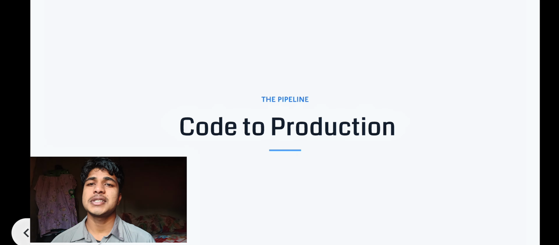The CI/CD pipeline is the automated workflow that moves code from development to production. It includes stages like coding, building, testing, and deployment. Each stage ensures that the software is stable and ready for the users. Moving on to the next slide, which is quality gate, testing everything.